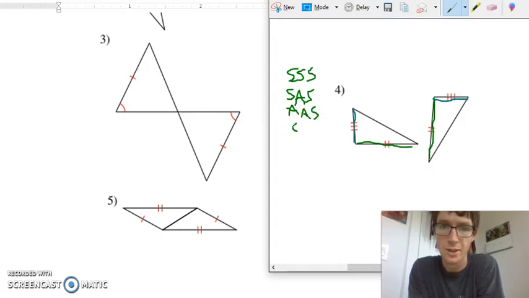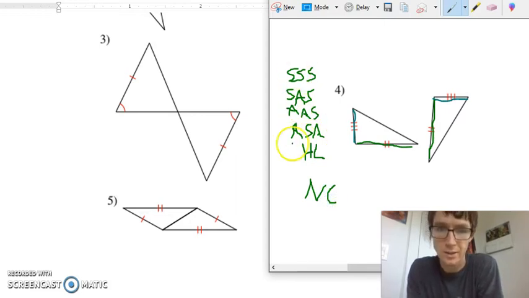What are the other ones? Angle, angle, side. Oh, there's angle, side, angle. Sorry. Angle, side, angle. And then there's also HL, for hypotenuse leg, if they're right triangles. And then there's the option that they're not congruent at all. So all of these options say that these two triangles are congruent. This one is just, if none of these work out, they must not be congruent, or at least there's not enough information to say.